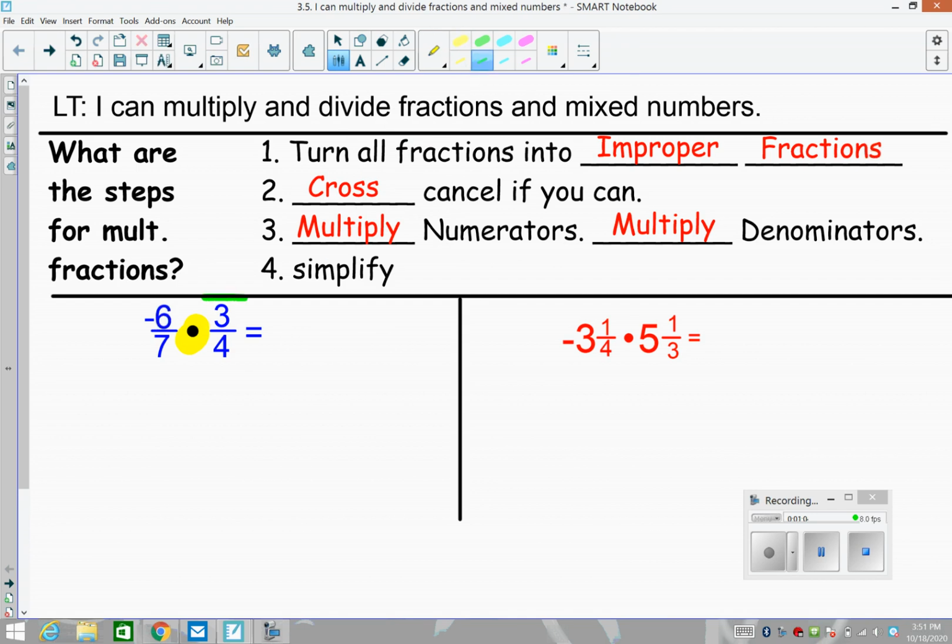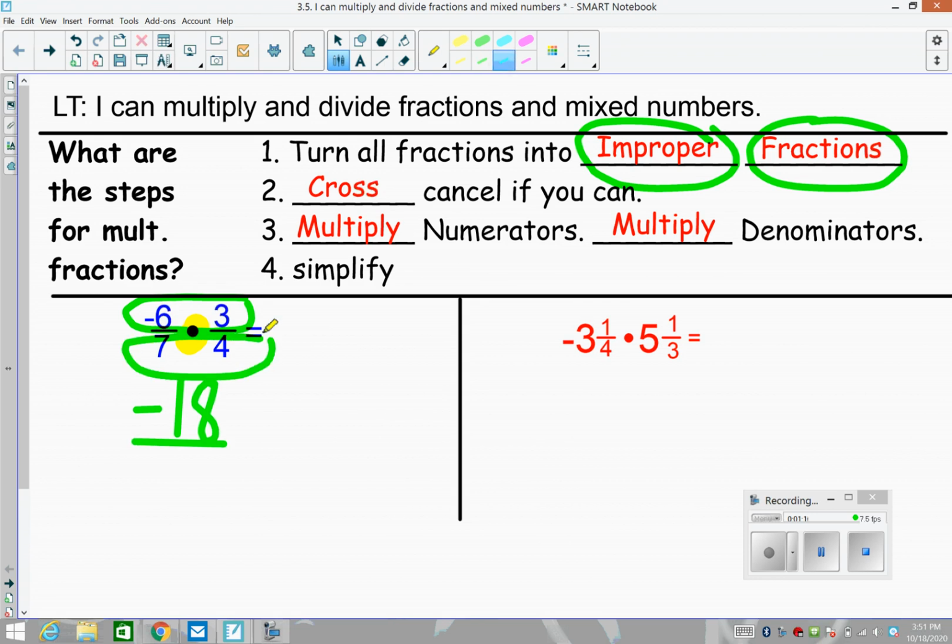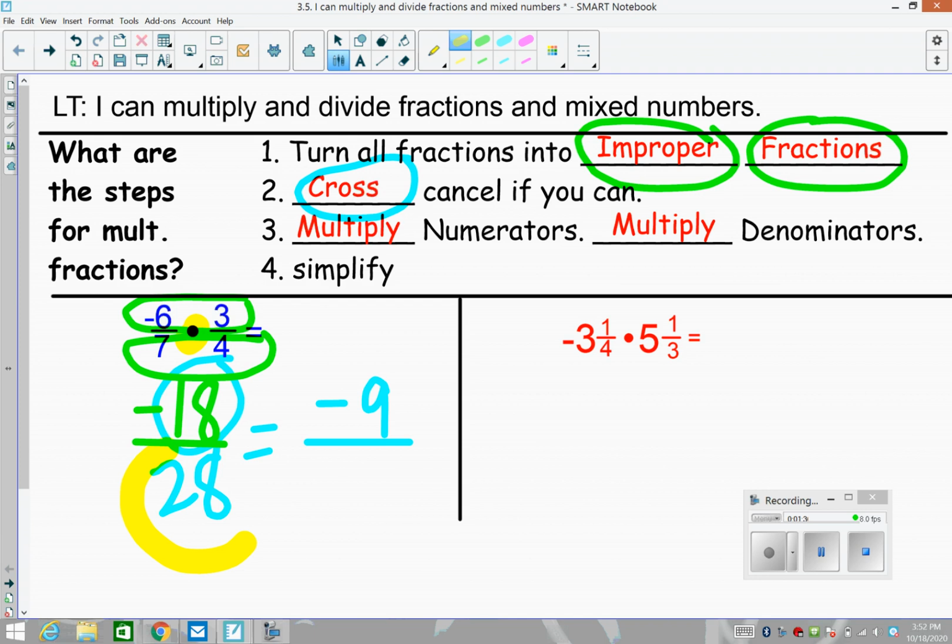What we're going to do is multiply the tops. Since we didn't have to turn them into improper fractions, those are just fractions. So we multiply the tops, we get negative 18. We multiply the bottom, we get 28. And then we simply put them into lowest terms. We could have cross-canceled on this one, but it's not a great one to do the example, so I'm just not going to. We divide the top by 2, which is negative 9. We divide the bottom by 2, which is 14. So we're left with negative 9 over 14 as your final answer for your first problem.